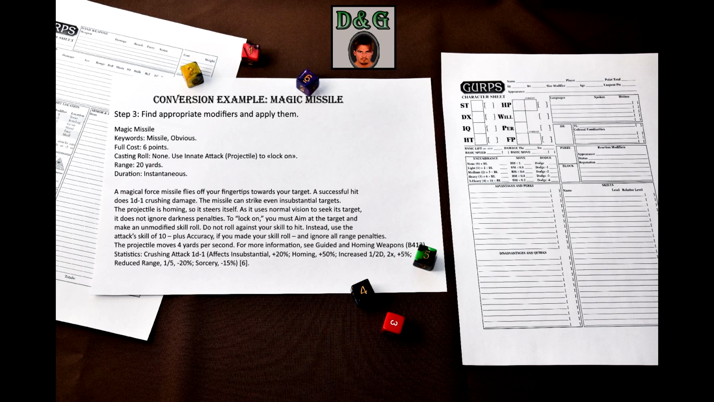Since this is a homing attack, it moves at a speed equal to half damage range yards per second. Currently our half damage range is 2 yards. Let's increase it to 4 yards by applying increased half damage range times 2 plus 5%. Also, let's think about the concept of the spell. In D&D, it is supposed to be a weak spell, so instead of letting it scale, let's limit it to just 1d minus 1 crushing damage.